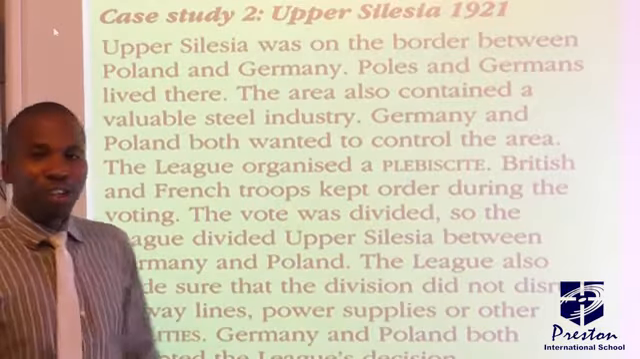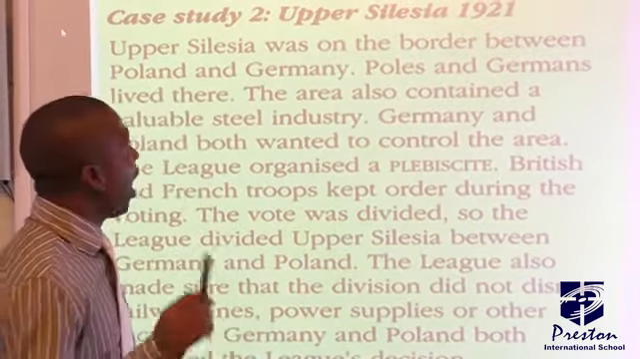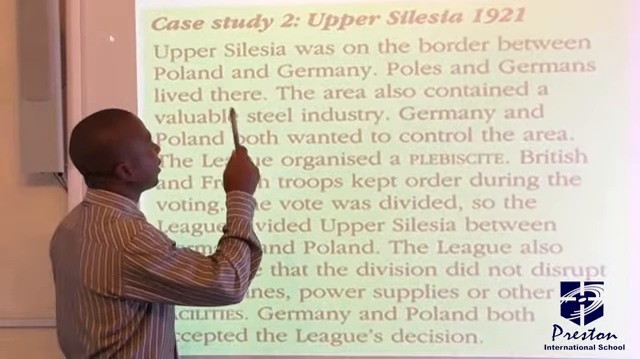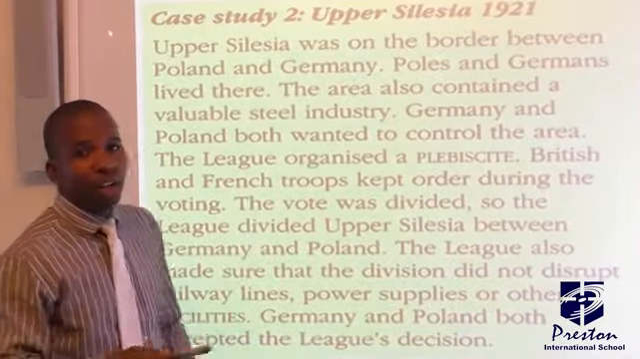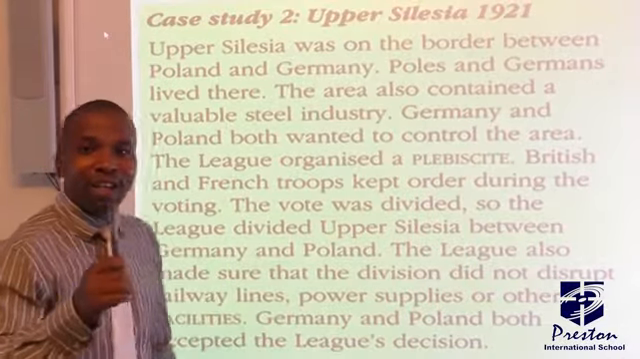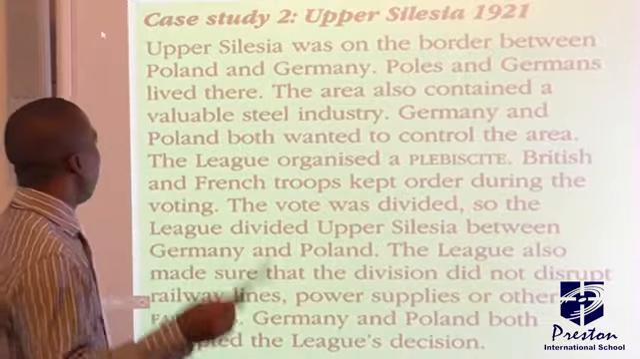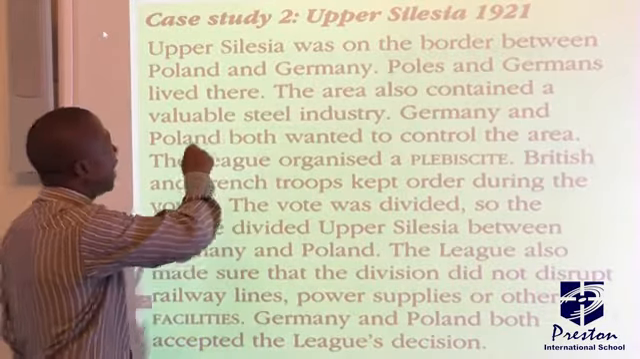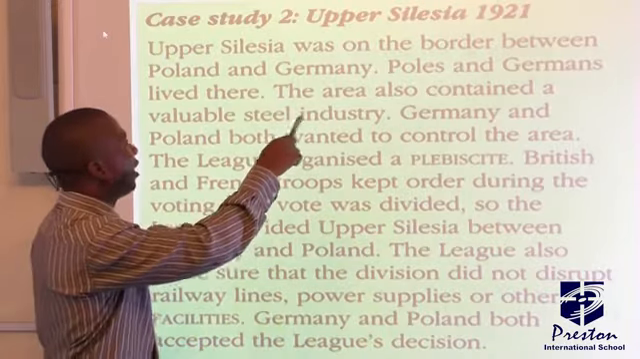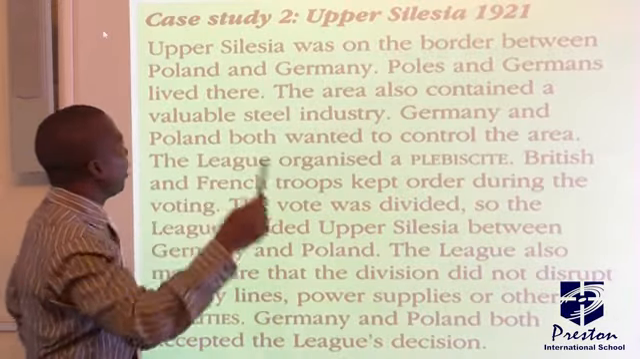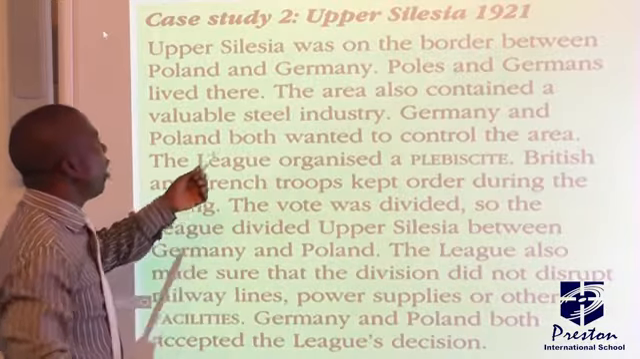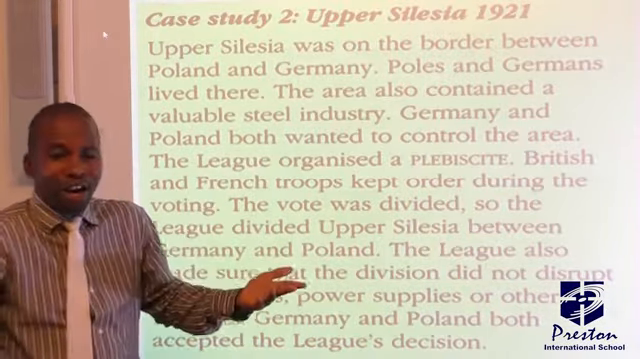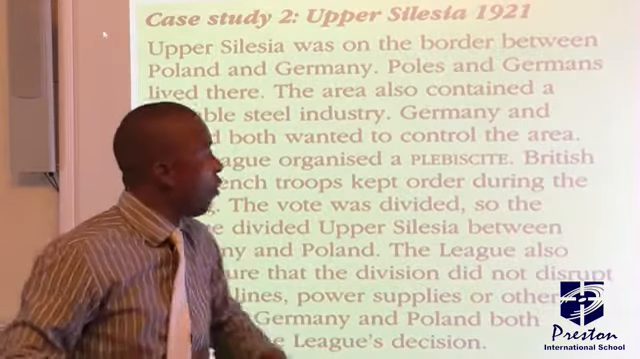All right. The first success of the League of Nations happened in 1921 under the case of what? Upper Silesia. That was the first case where the League of Nations was put to test. Upper Silesia was a border area between Poland and Germany. Poles and Germans lived there. The area also contained a valuable steel industry. Germany and Poland both wanted to control the area.